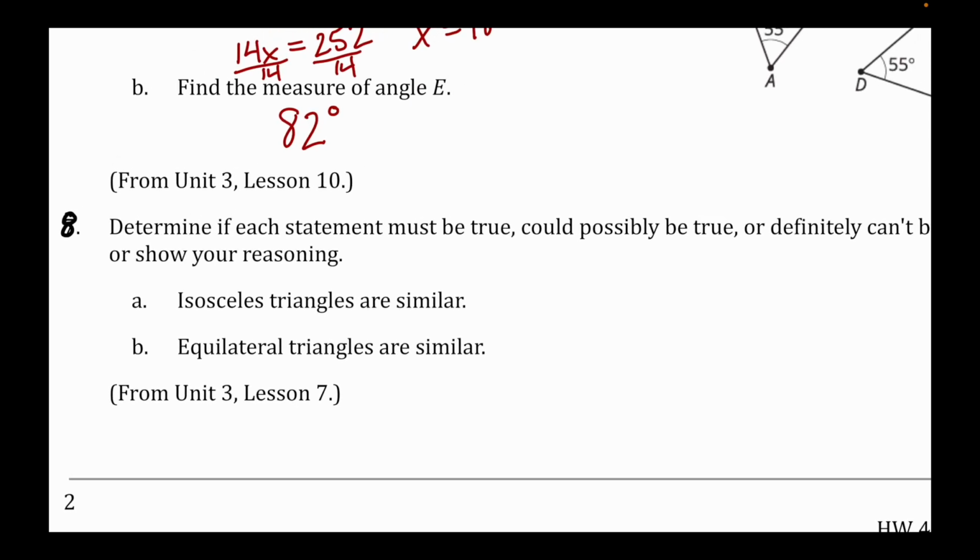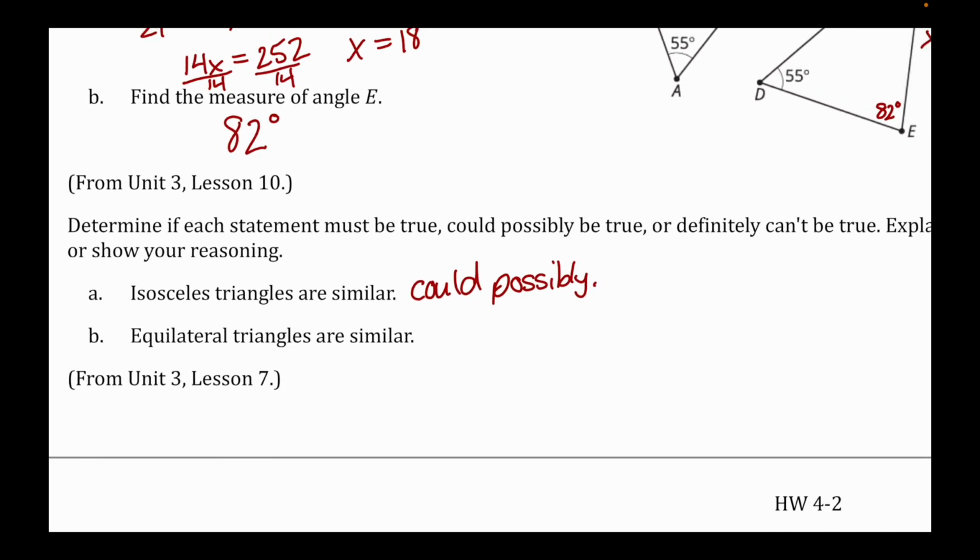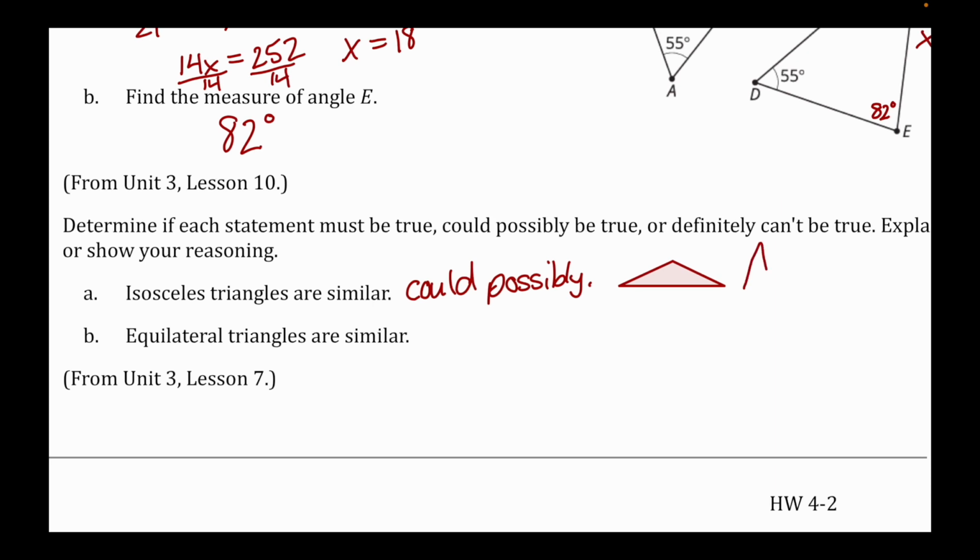So this is going to be could possibly, in terms of being true, because it doesn't have to be, because I could have an isosceles triangle that is short like this, or a tall skinny one, and those are not necessarily going to be similar to each other just because two sides are the same.